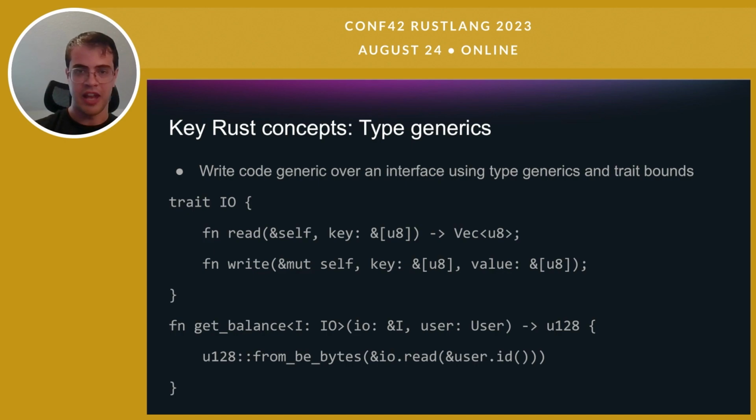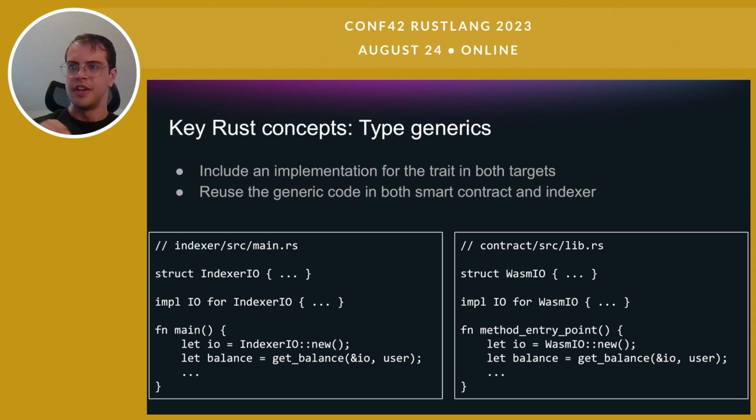And in particular, we can imagine implementing this for WebAssembly as well as native code. And these would look a little bit different because of the different implementations that are possible in those targets. So for example, on the indexer side, maybe our implementation would be reading to a database on the disk, while on the WebAssembly side, it would be calling to a host function, like I mentioned before. But either way, after we've done those implementations, the getBalance function is now available and identical in both situations. So this code is generic and reusable in both cases.